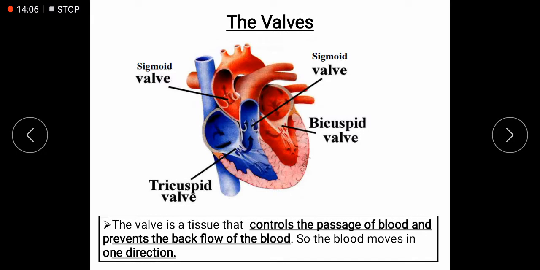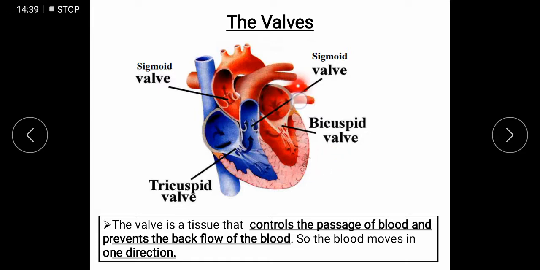Let's have a look here between the left auricle and left ventricle, right auricle and right ventricle. What do we have here? What is this white tissue that we see here? This is called a valve. What is a valve? A valve is a tissue that closes in order to allow the blood to pass only in one direction. How? For example, let's have a look here.